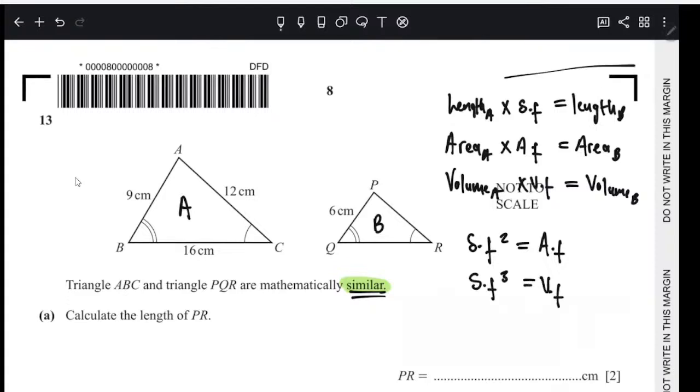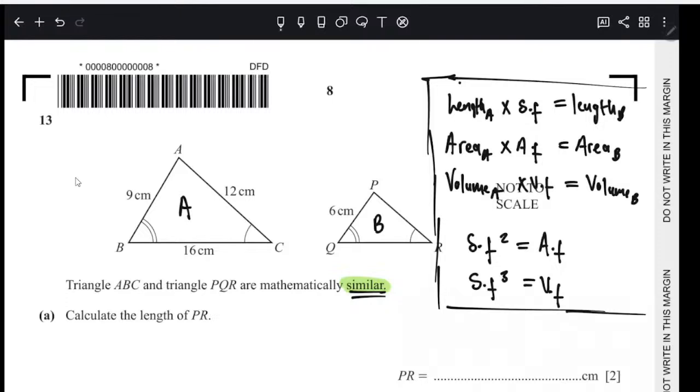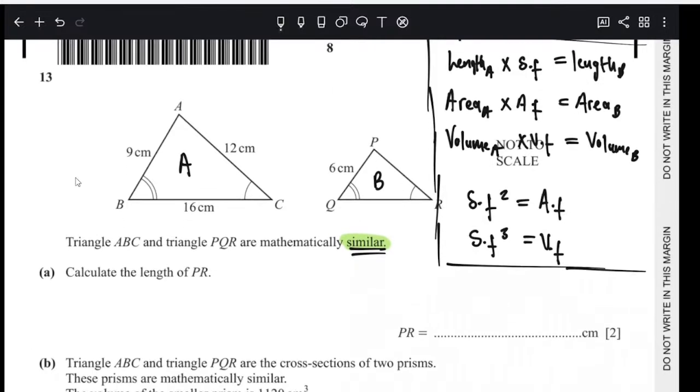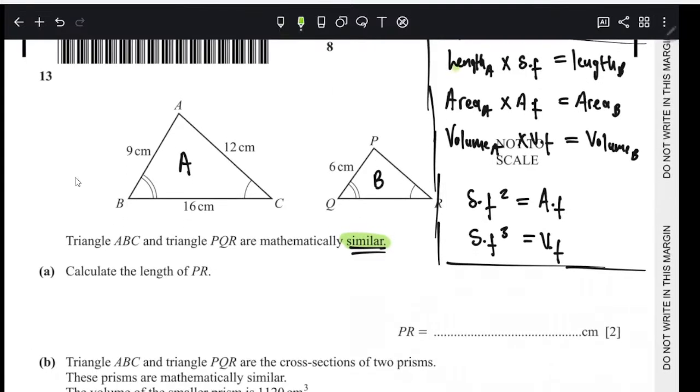This information can take me through this chapter if I use it well. Yes, it can, if you use it well. Let's see if we can. Let's see if we're going to do that. Calculate length PR. It's a length, so it has to do with scale factor. Do you have the scale factor? No. Find it. So, what do we know?